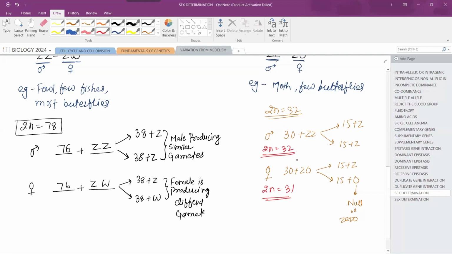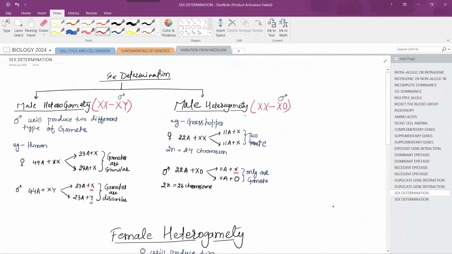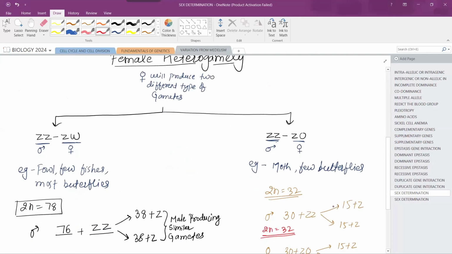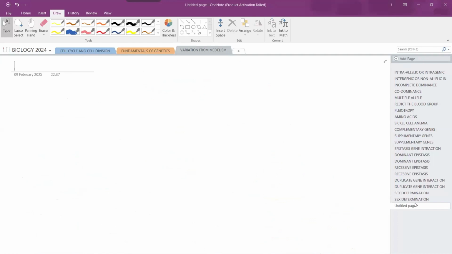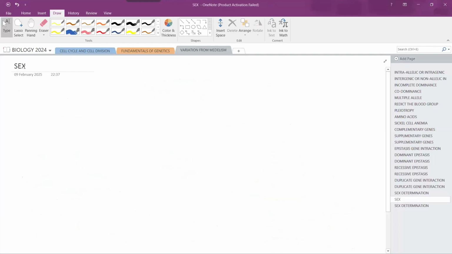So we have studied male heterogamety of two types, that is XX, XY and XX, XO. And female heterogamety of two types, ZZ, ZW and ZZ with ZO. Any problem? No. Okay. Now let's study the sex determination in Drosophila.